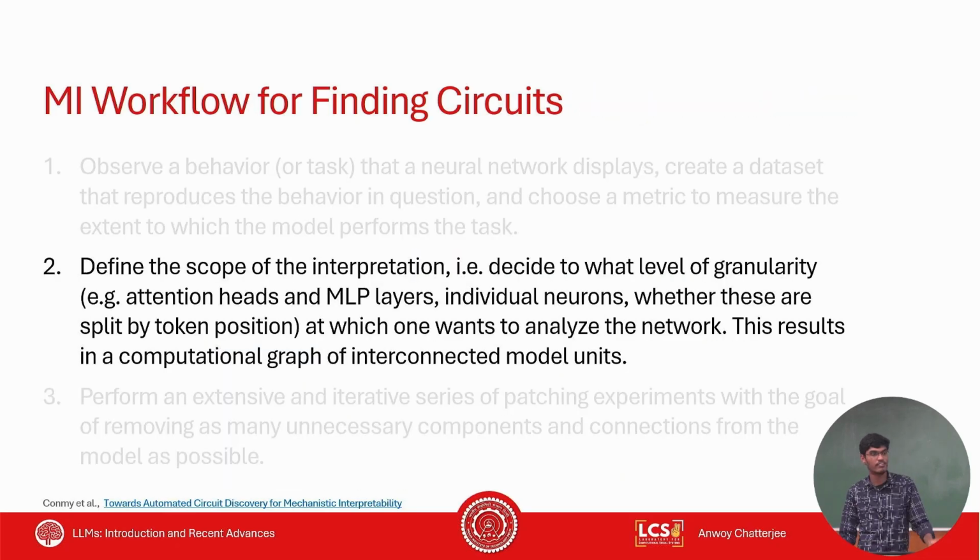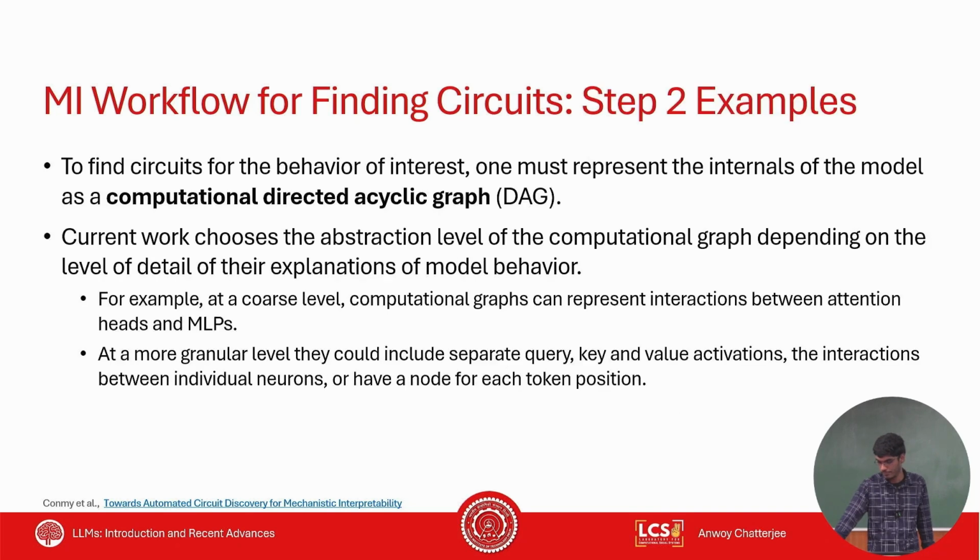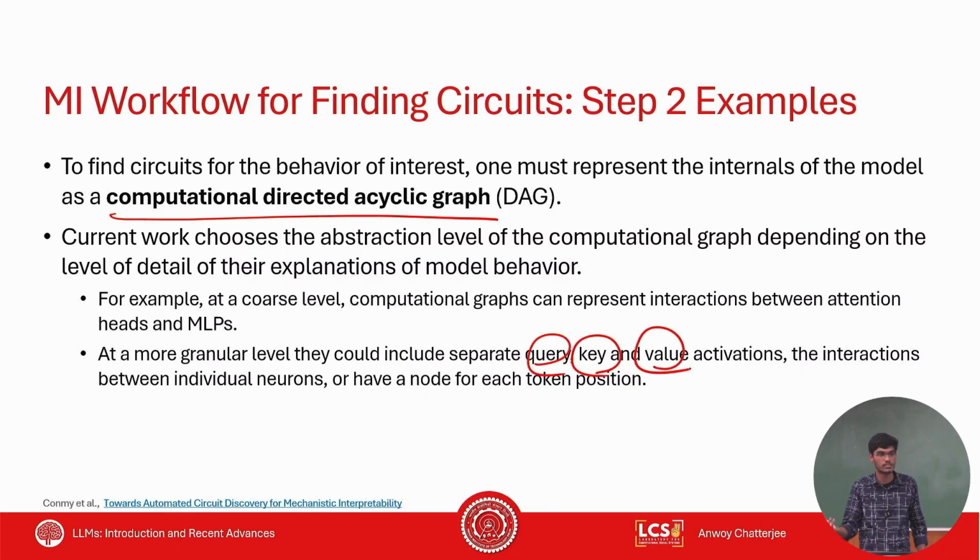The second step is to define the scope of the interpretation. Like I said, we will construct computation graphs. So what will be the nodes of those computation graphs? Will those be attention heads? Will those be MLPs, or are they more complex, in the sense, are they the residual stream state after certain layers? So what is the granularity in which you are going to break down the model? That is your scope of interpretation. Obviously you will represent the model as a computational directed acyclic graph, and as I said, there is the question of the abstraction level. In fact, you can go to a more granular level, choose query, key and value activations as separate nodes and work with that.